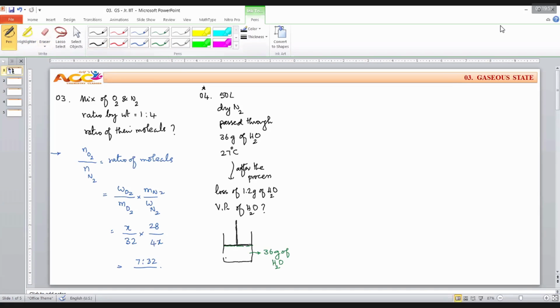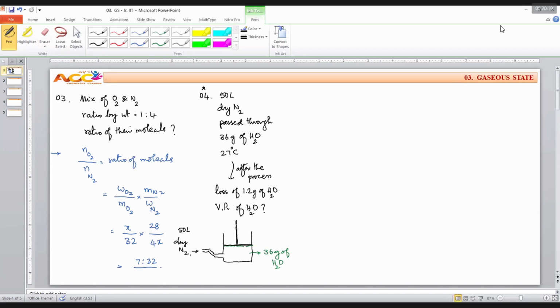I have taken a tube here, and through this tube, suppose for example, you are allowing nitrogen. Which nitrogen? He said dry nitrogen. And how much, he said? 50 liters of dry nitrogen is made to pass through it.